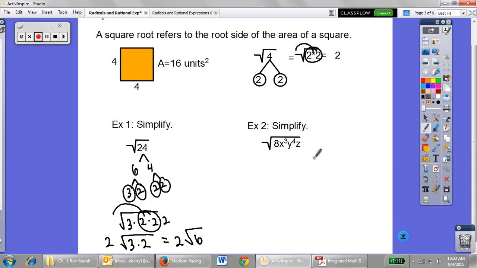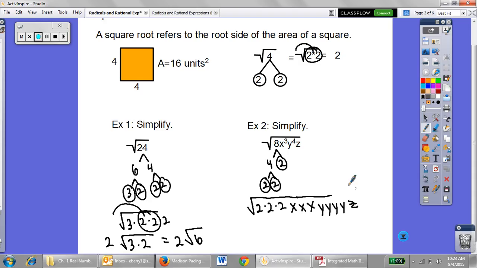Now adding a couple variables into here, we can do the same thing. So breaking down 8, we have 4 times 2 and 4 is 2 times 2. So 8 is the same thing as 2 times 2 times 2. I write all the factors underneath the square root sign. Now look at the variables. For x, there are 3 x's. So I'm going to write those 3 x's. There are 4 y's and 1 z. And all of these are being multiplied together, so I can add the multiplication signs in.